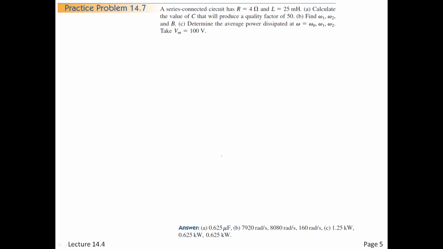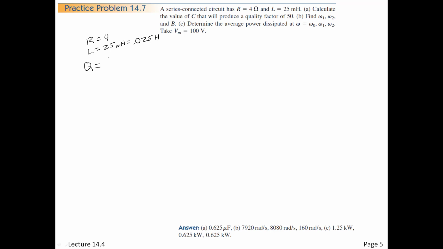And here is problem 14.7. So we got a series circuit of R, L. Calculate the value of C to produce a certain quality factor, right? So we have R equals 4, L equals 25 millihenries, which is 0.025 henries, all right? And we have a quality factor Q of 50, and we want to know exactly what's the value of C.